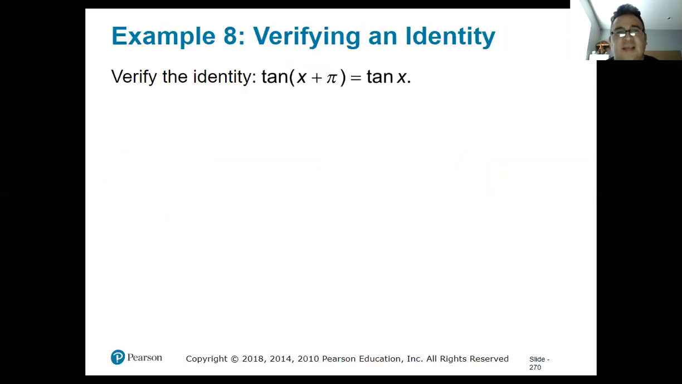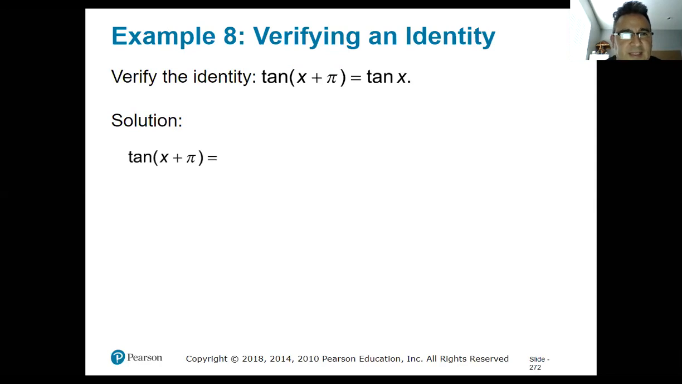It says verify the identity. Tangent of the quantity x plus pi is equal to tangent of x. The more challenging one is the one on the left. Good, Jasenia. So we're going to work with the one on the left. Whatever's more challenging, that's the one we're going to work with and try to get to the one on the right.